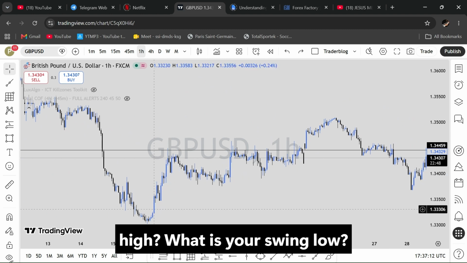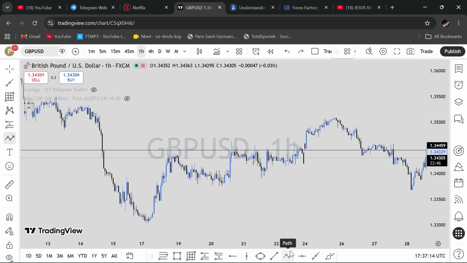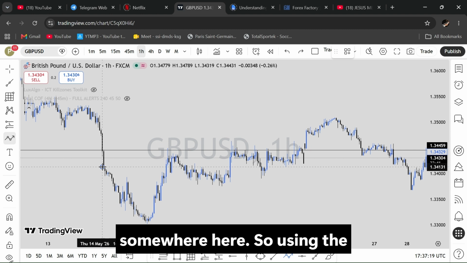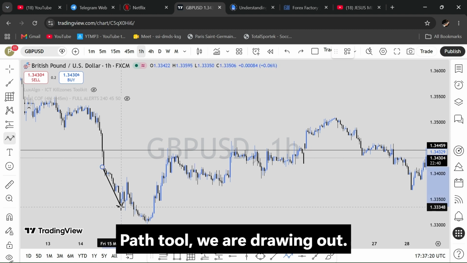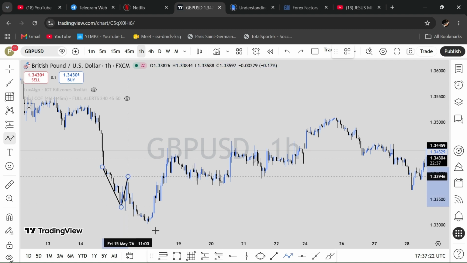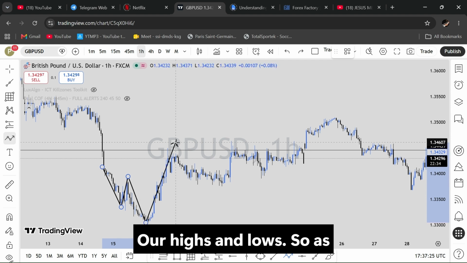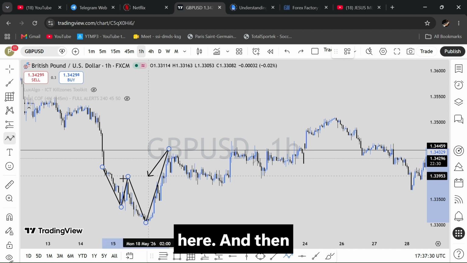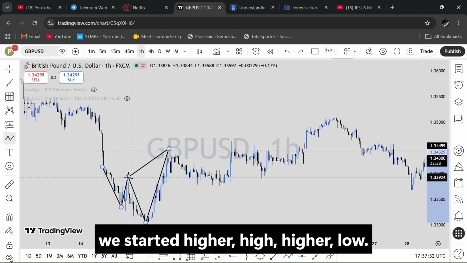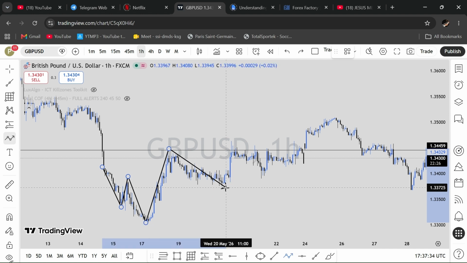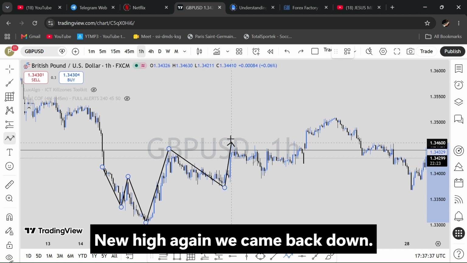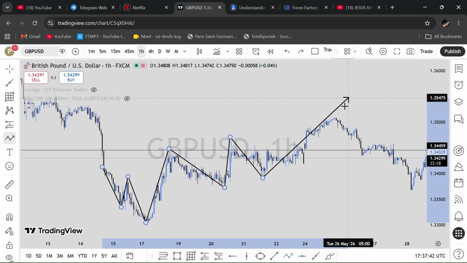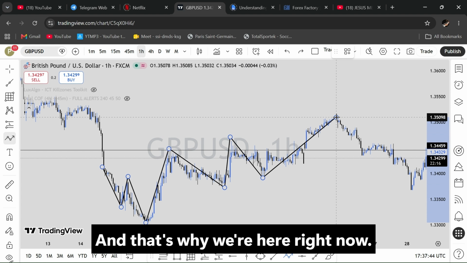What is a swing high? What is a swing low? Now we are over here. Let's start from somewhere here. Using the path tool, we are drawing out our highs and lows. So as usual, the trend changed over here, and then we started higher high, higher low, good high again, came back down, good high, and let's leave it here.